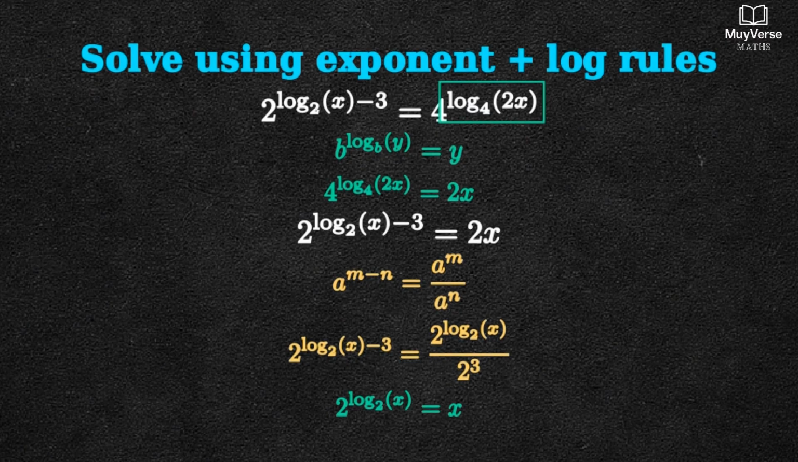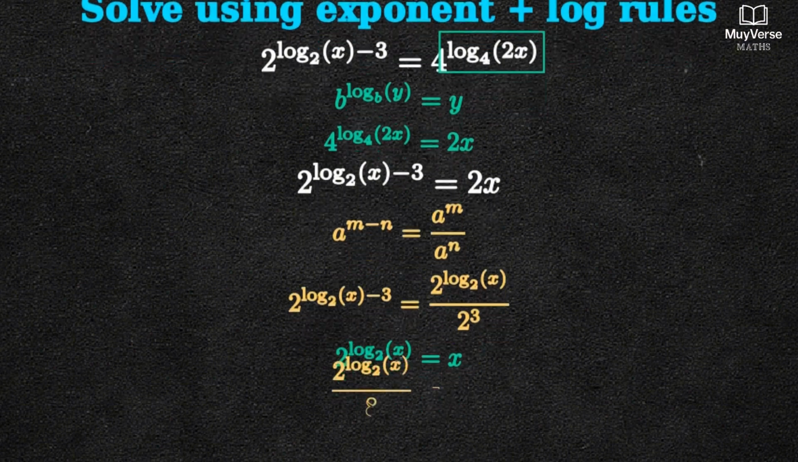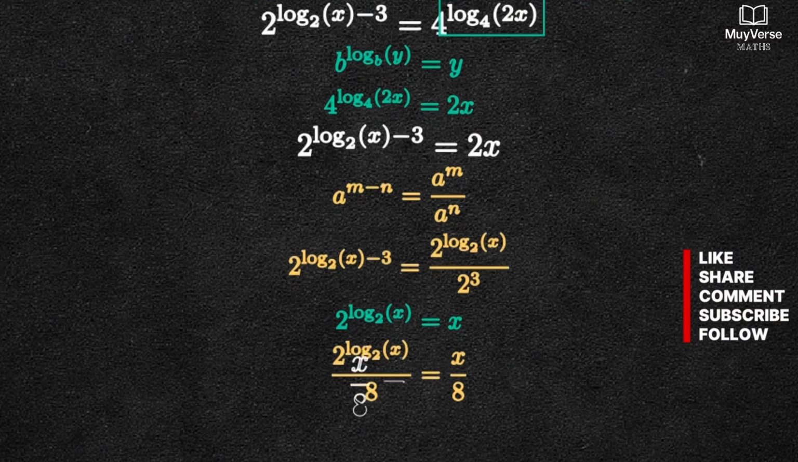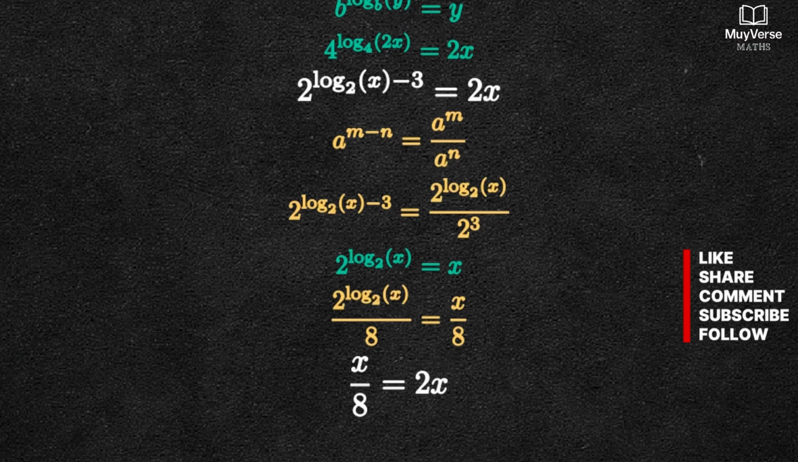Next, apply the same identity again. 2 to the power log base 2 of x equals x. So the left side becomes x over 8. Step 3. Substitute both simplifications into one equation and solve. We get x over 8 equals 2x.